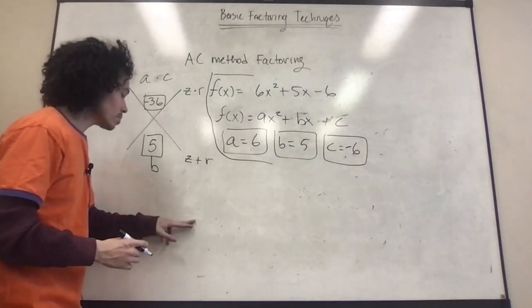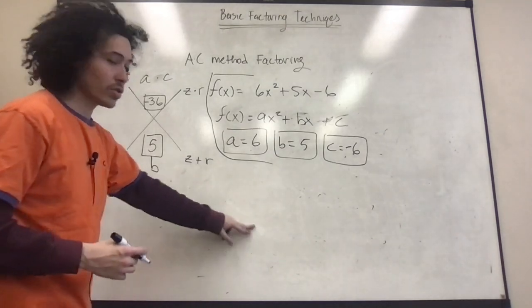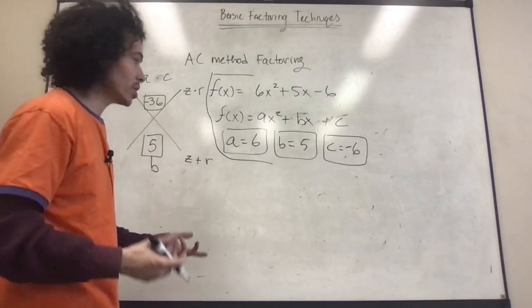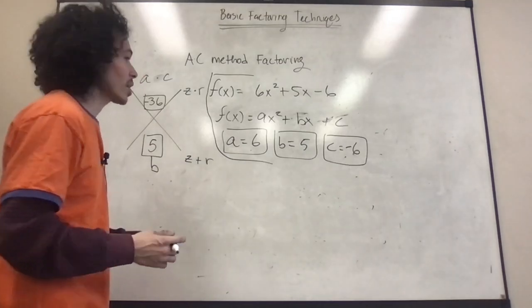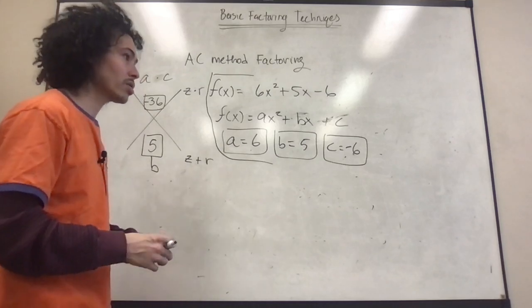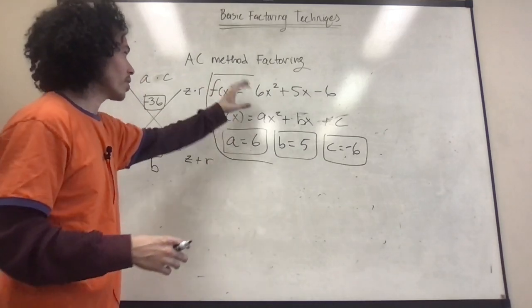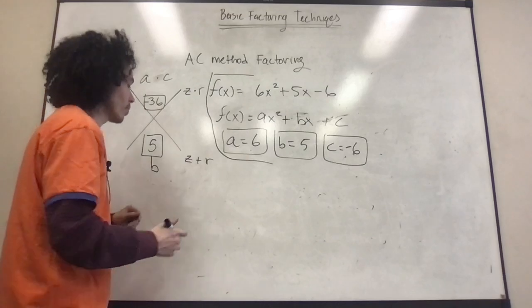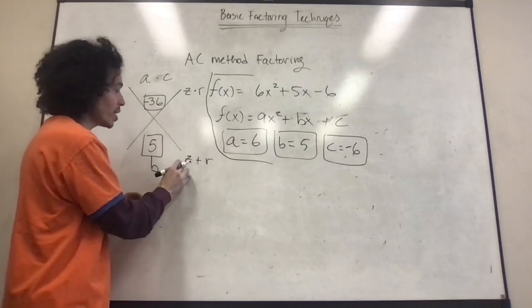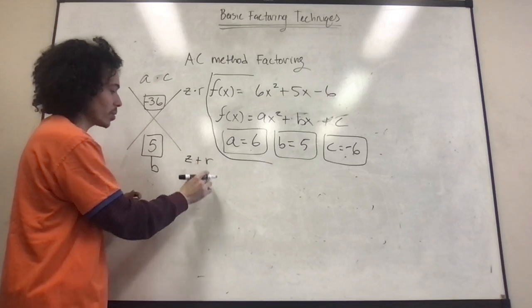For some quadratic functions it's going to work, for other ones it isn't going to work. That's why there's a series about multiple ways of factoring, because some work, some don't, some are easier, some are harder than others, depending on the function you're given. So, you start off to find your z and your r terms.